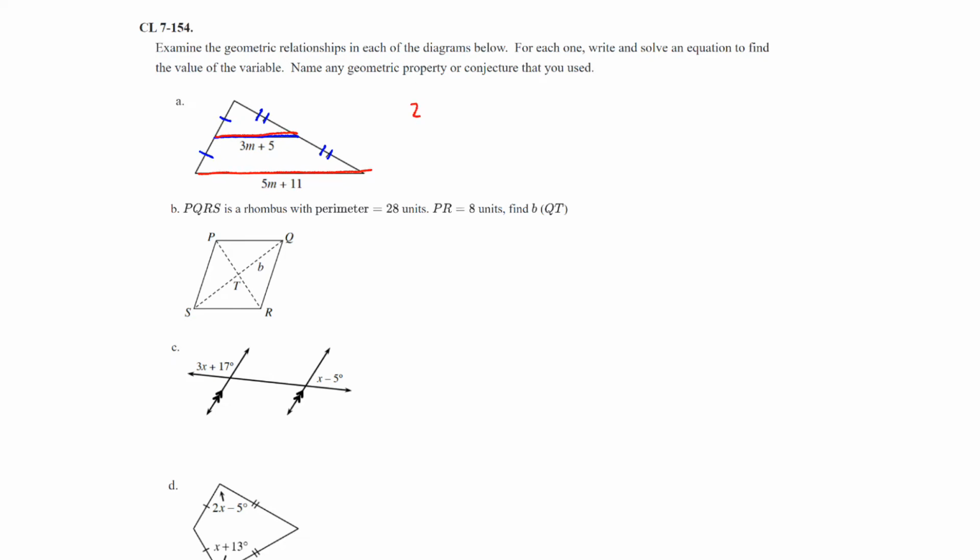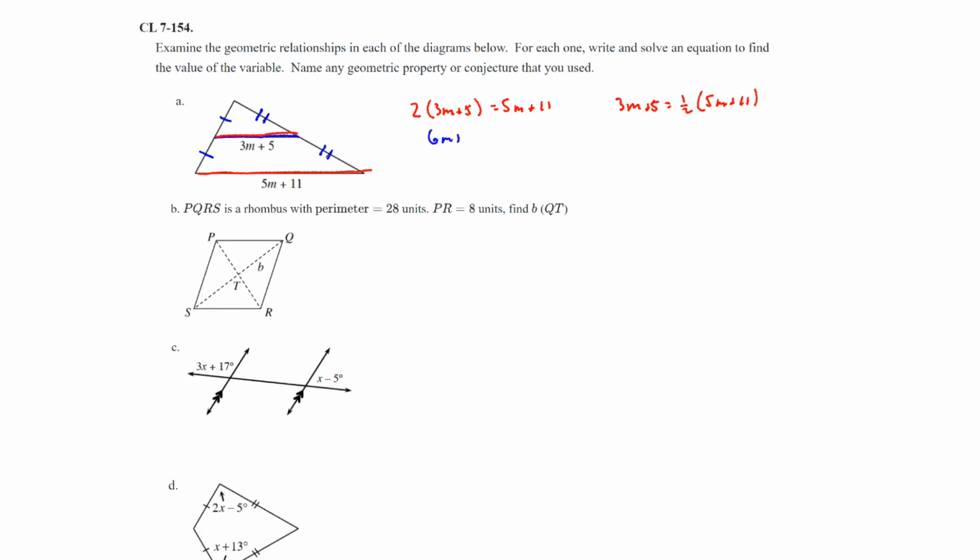So we could do one of 2 things. We could take 2 times the smaller length and set that equal to the larger length, or we could take half of the larger length and set it equal to the smaller length. Either one is fine. Let's go ahead and do the first one.